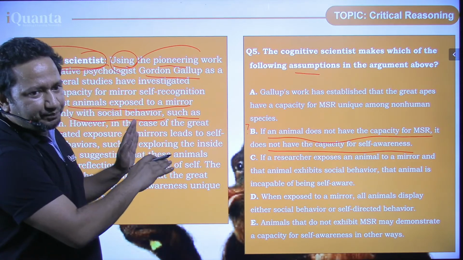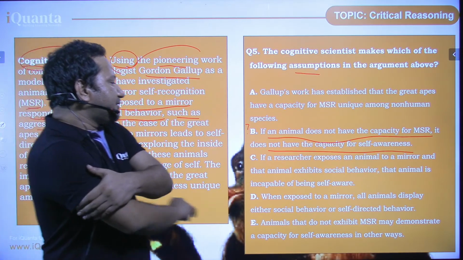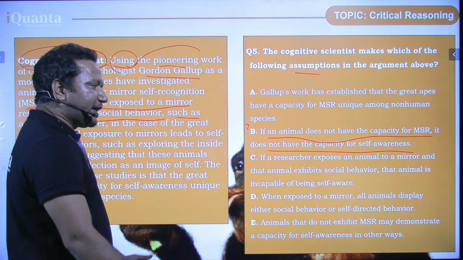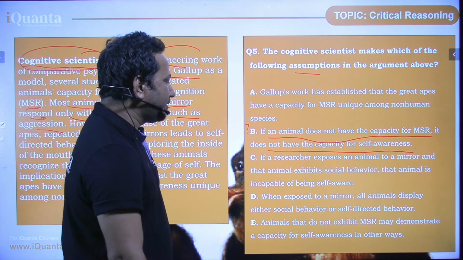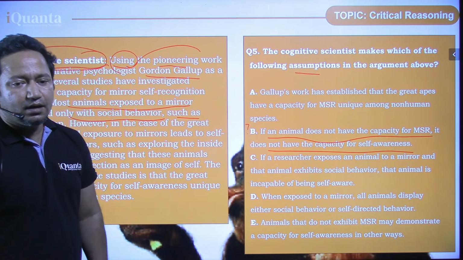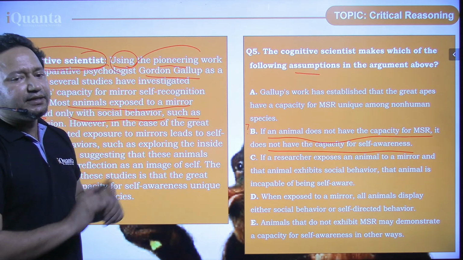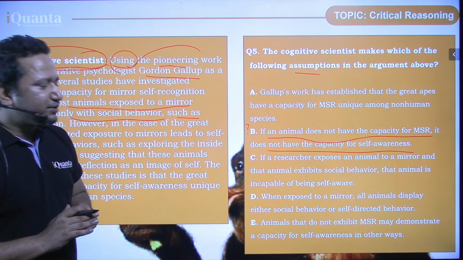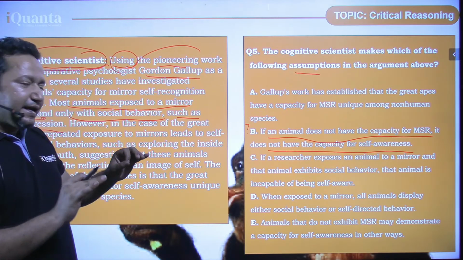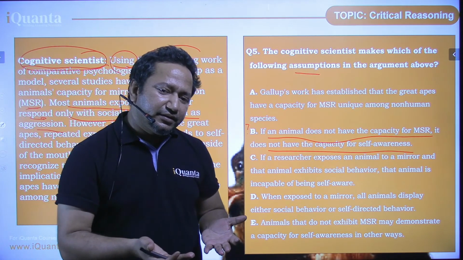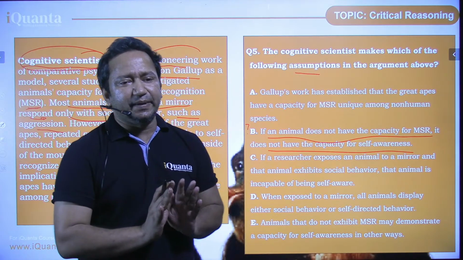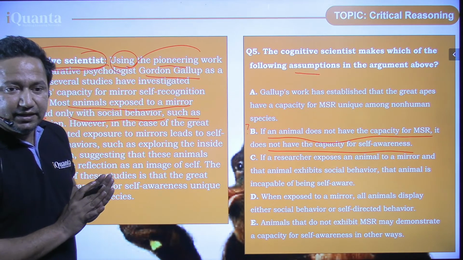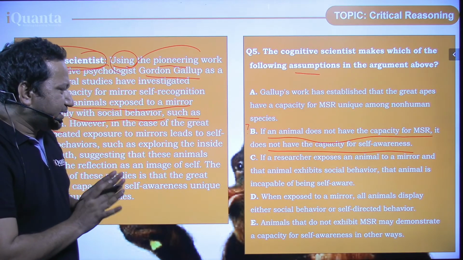Option C says, if a researcher exposes an animal to a mirror and that animal exhibits social behavior, that animal is incapable of being self-aware. This has been mentioned in the passage, but of course this cannot be the assumption, right? So exhibiting social behavior is not the only thing which is being considered in this paragraph. What do you think, Naveen and others? Can C be correct?